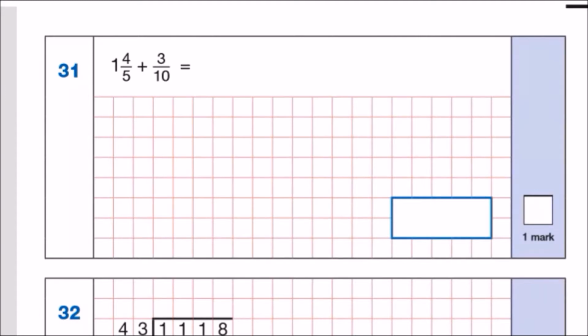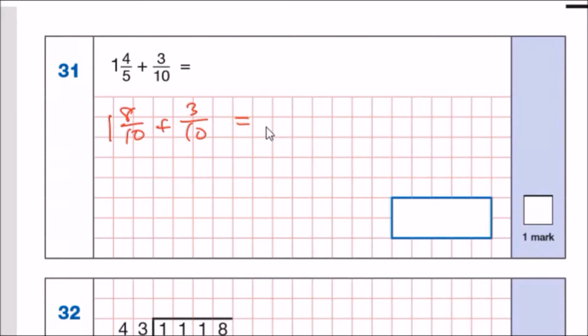Okay, question 31. So we got 1 and 4/5 plus 3 tenths. So the trick is to firstly ignore the whole numbers and make the fractions the same. So 4/5 and 3 tenths. So you can make them both over 10, and you can do this by doubling this fraction. So 4/5 should become 8 tenths. Then you just add them up to 3 tenths.